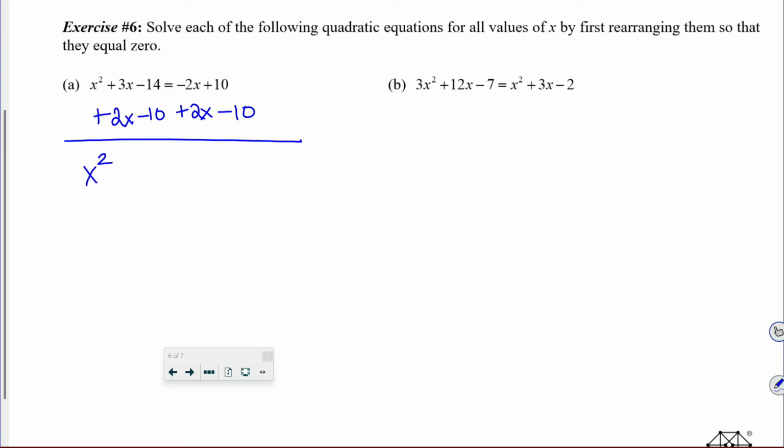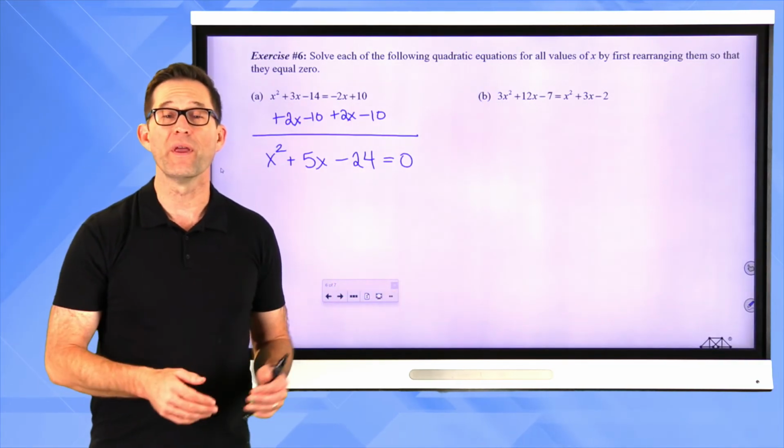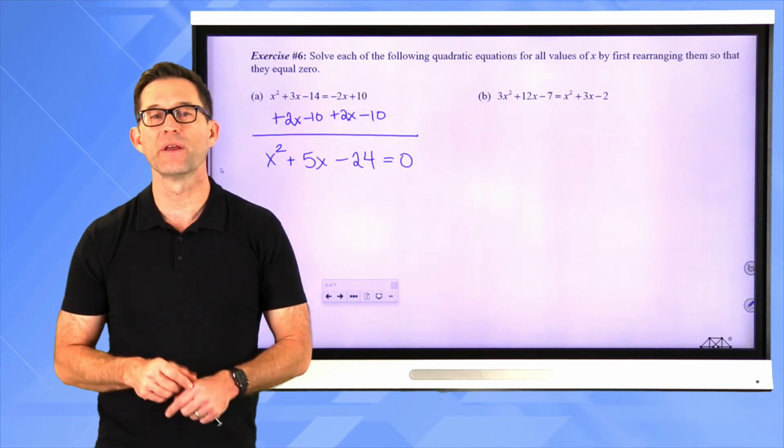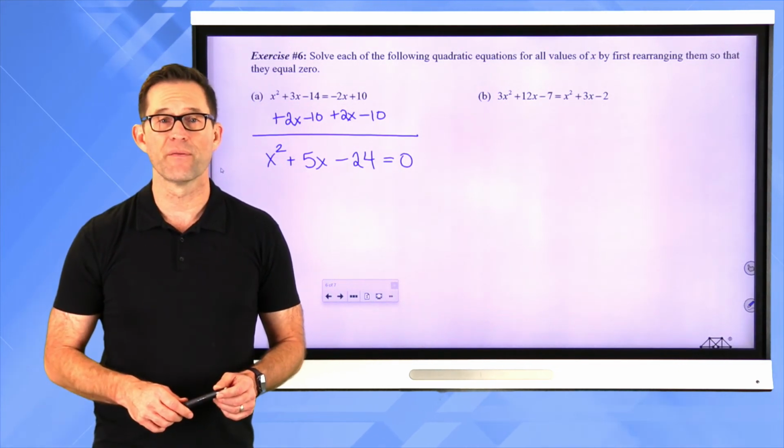Nothing now combines with the x squared, and I have 3x plus 2x, which gives me 5x. I have negative 14 minus 10. Be careful there. That's going to be negative 24. And then the whole point is that on this side of the equation, I now have it equal to 0. All right. At this point, we can now factor, set each factor equal to 0, and solve. Pause the video now and see if you can finish off this problem.